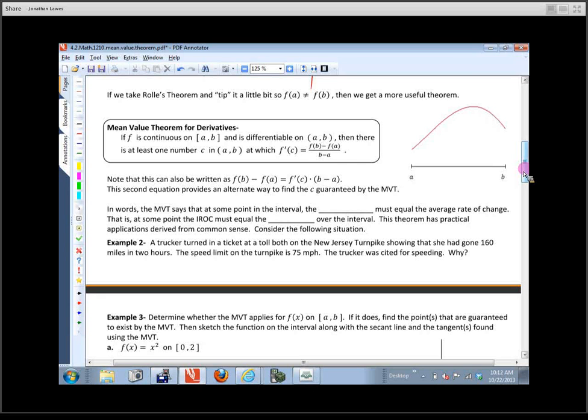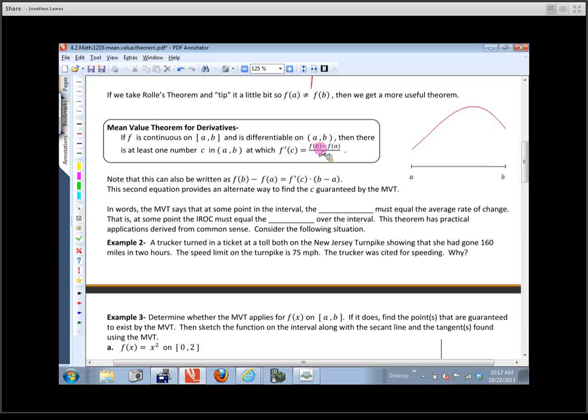Well, the mean value theorem works like this. We have to make sure that we've got a continuous function on a closed interval, and it's got to be differentiable on the interior. But then there's not that extra criteria that says the end function values have to be the same, f of b has to equal f of a. It just says then we're guaranteed there's at least one number in that interval where the derivative equals the average rate of change, no matter what the average rate of change is.